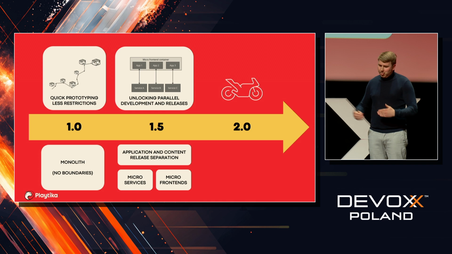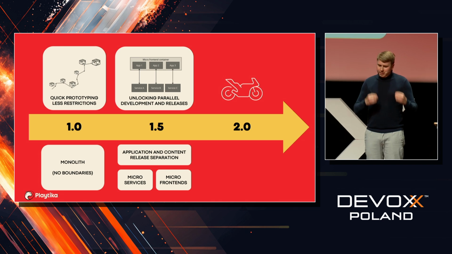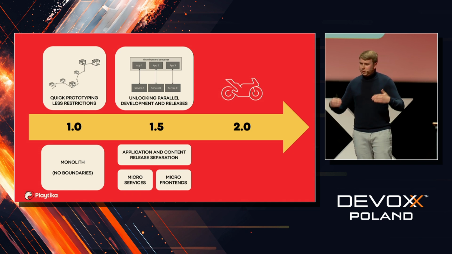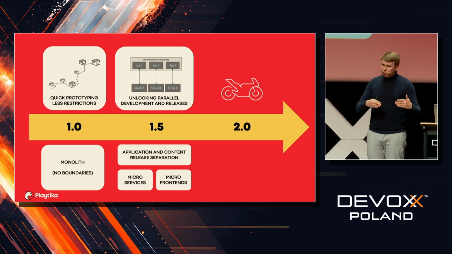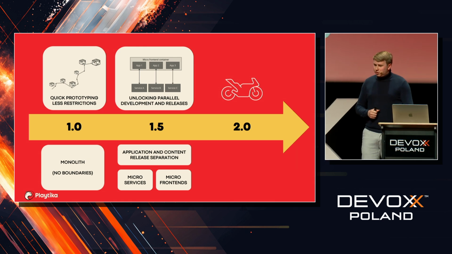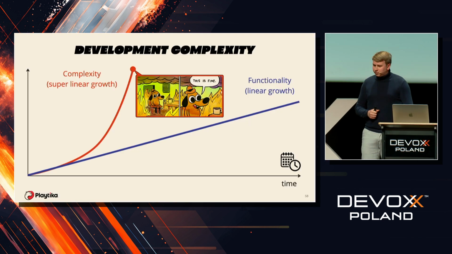changes in the system. And therefore, we introduced microservices, micro frontends, and we separated application and content releases. So we don't have to release a new application and upload it to the stores in order to publish new content. And we are moving towards architecture 2.0.